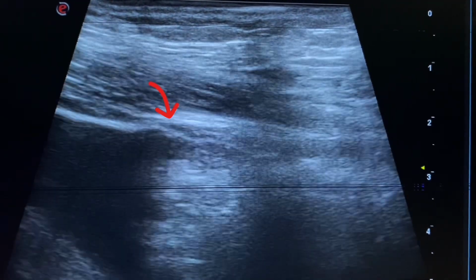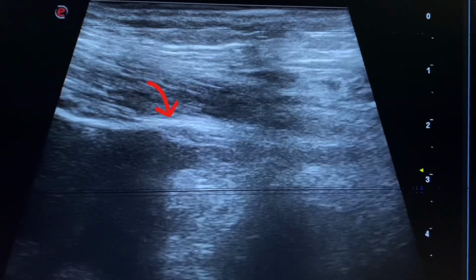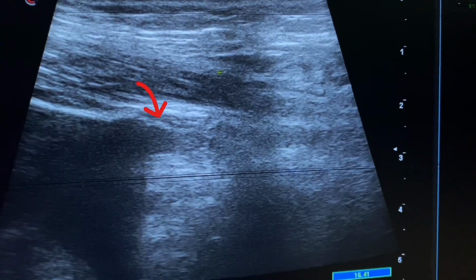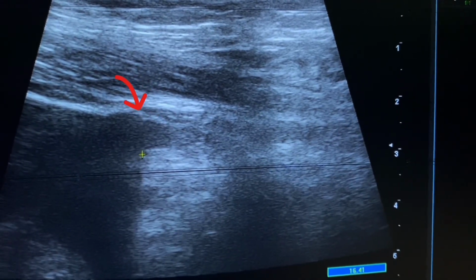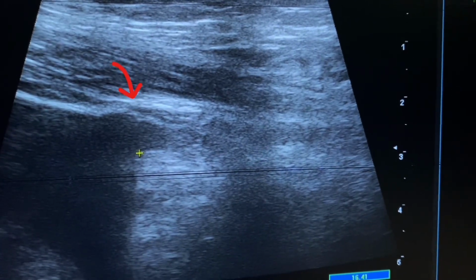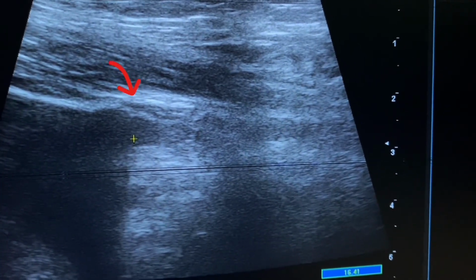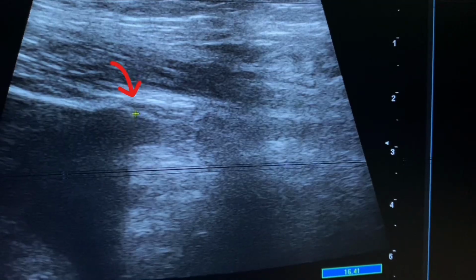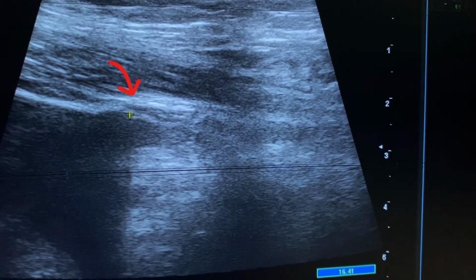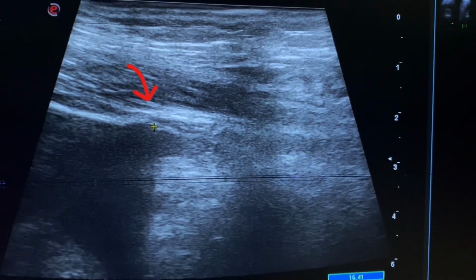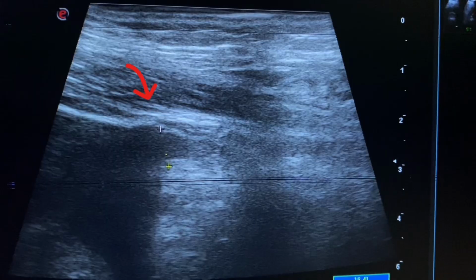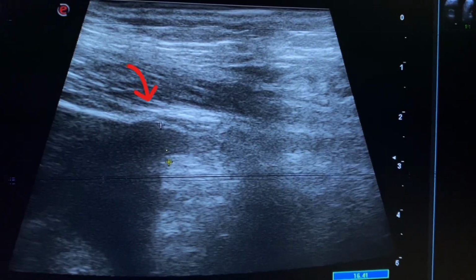Here we see the inguinal defect at inguinal canal. The fluid is penetrating from this defect to the inguinal canal. Now we will be measuring the inguinal defect. The defect size is 7.2 millimeter, measuring from anterior to posterior.